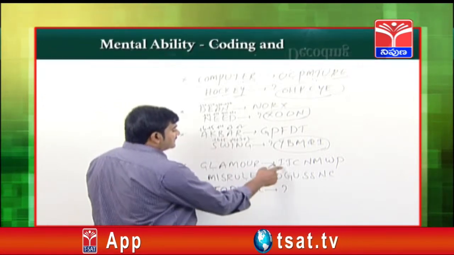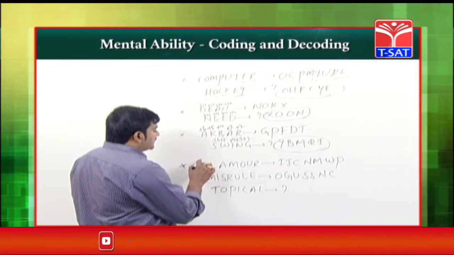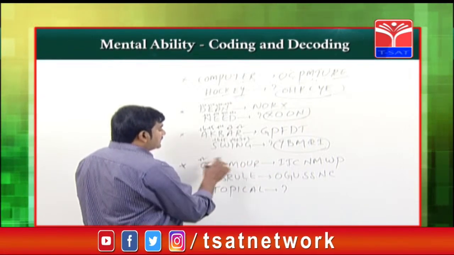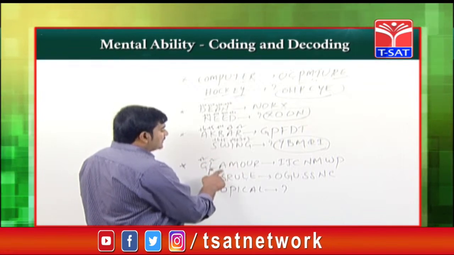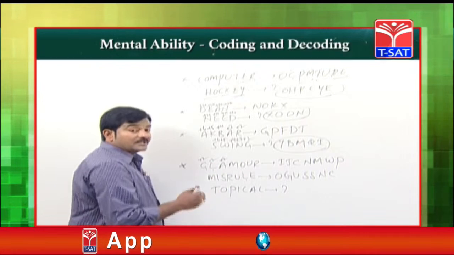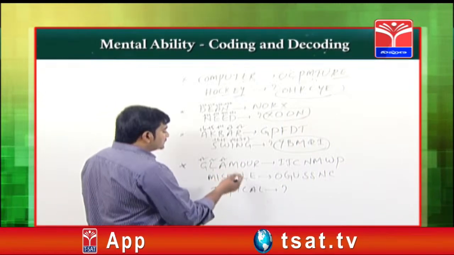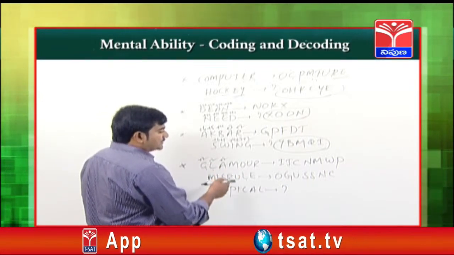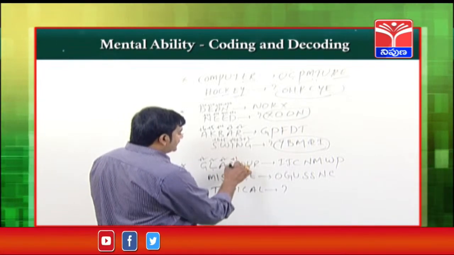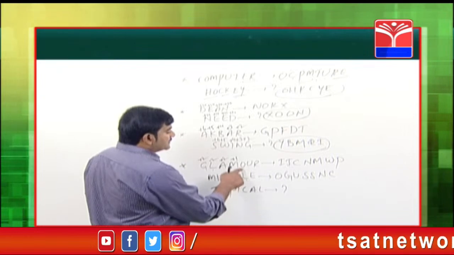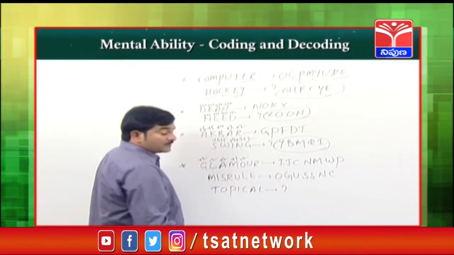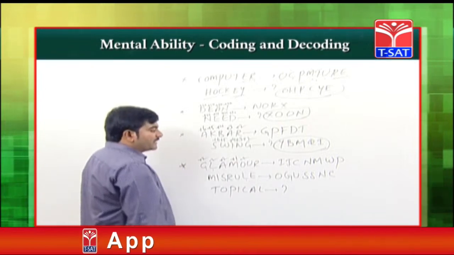G means 7, I means 9. What happened? He added +2. L means 12, 12 became 10, so -2. A means 1, 1 became 3, that is +2. So indirectly +2, -2, and here M became N, again this added +1. Similarly O means 15, whereas M means 13.